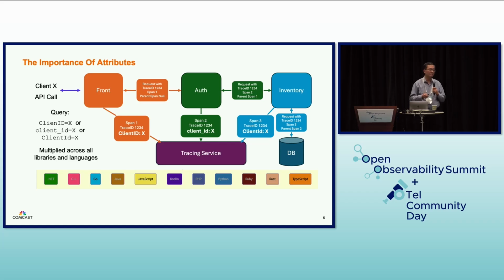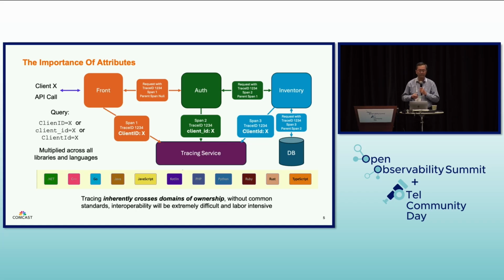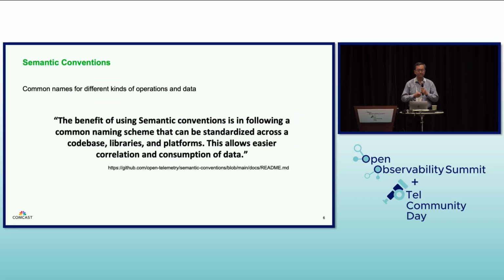What we are seeing is that tracing solutions, tracing platforms, inherently cross domains of ownership. The front layer, authentication layer, inventory, they can all belong to different teams. And unless we have common standards, it'll be extremely hard, labor-intensive, to obtain value out of the solution that we're setting up. So this is where semantic conventions come in. It allows us to give common names for different kinds of operations and data. And I couldn't have said it better than they said, so I just copied this from their README. The benefit of using semantic conventions is in following a common naming scheme that can be standardized across a code base, libraries, and platforms. This allows easier correlation and consumption of data.